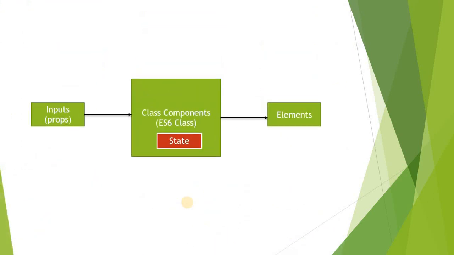So basically class components are simple ES6 classes which take parameters or props as an input and return a simple HTML or JSX element. Basically, JSX is a JavaScript extension which is a combination of HTML elements as well as ECMAScript code. If you want to learn more about JSX, you can see my JSX video of this series. The link is available in the description box.